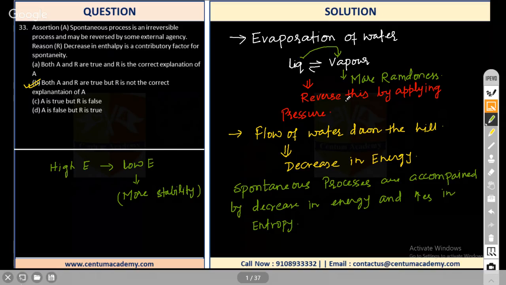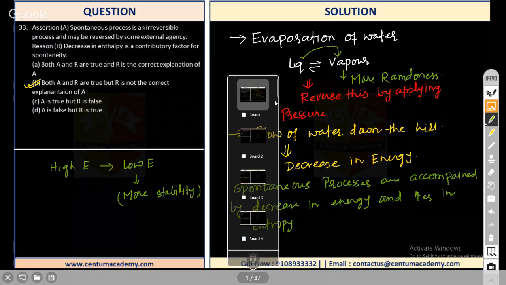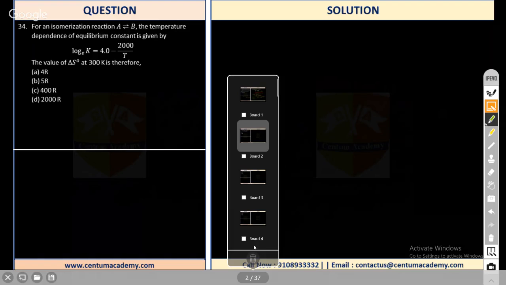Whether enthalpy increase or decrease is a factor here depends on temperature and the nature of the process, whether it is exothermic or endothermic. Clear? Understood, all of you? Right. Next question you see. Solve this.